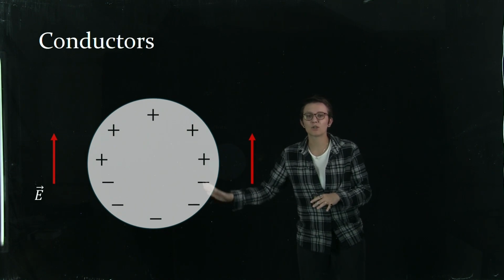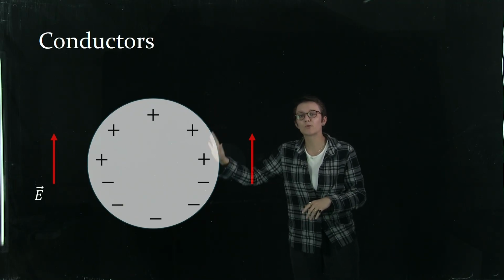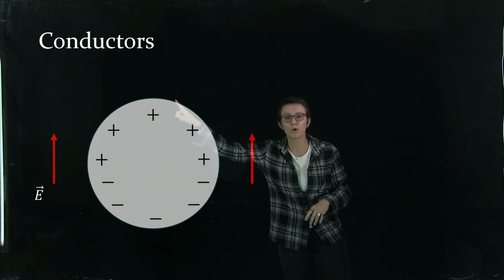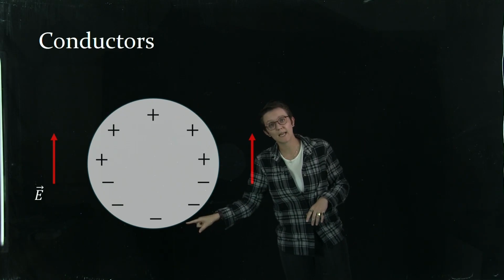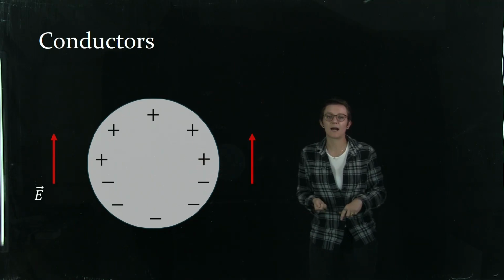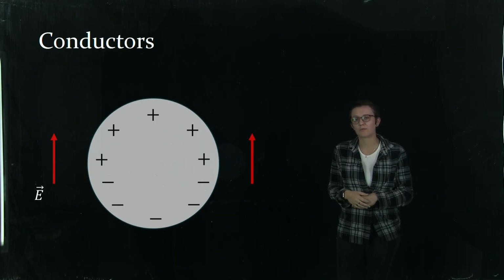So in the conductor, you have this external electric field going upwards, but now the charges have moved around in response to that field, such that now they're creating an electric field pointing from the positive charges to the negative charges, creating a net zero electric field inside the conductor. And this is exactly what you saw in the video with Benjamin Franklin beforehand.